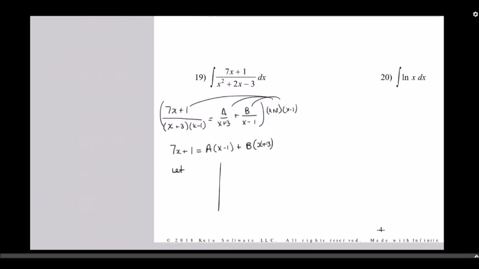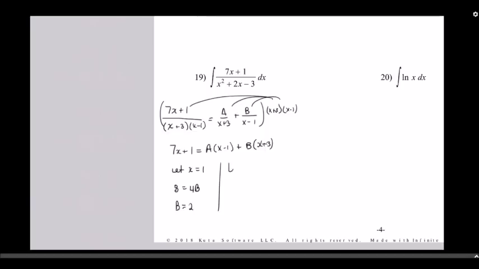x is not the variable here that we're solving for, so we can let x equal whatever we want. For example, we could let x equal 1, and then a would disappear because 1 minus 1 is 0. So if all the x's in this equation equal 1, then over here we have 7 times 1 plus 1, which is 8. A disappears because 1 minus 1 is 0, and then for b we get 1 plus 3, which is 4. 4 times b is 4b.